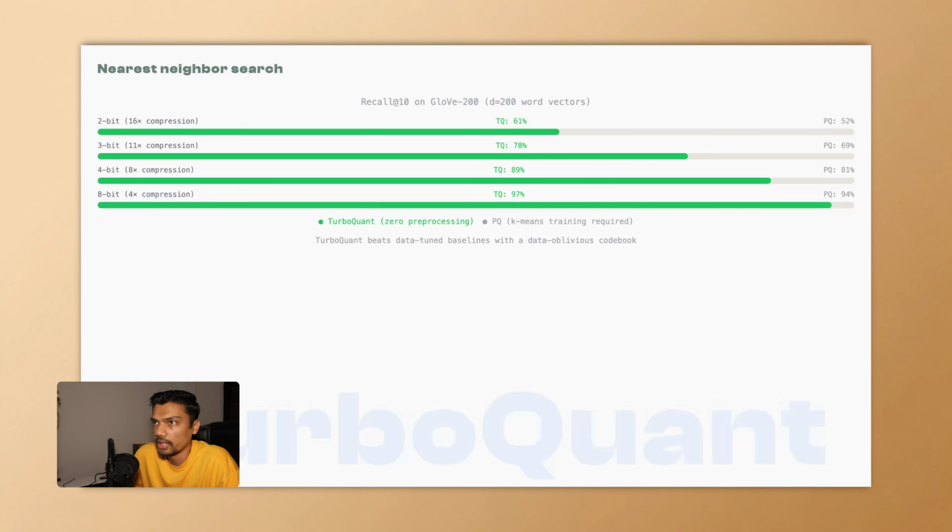But PQ has a major drawback. It requires expensive offline pre-processing to compute the codebook from the data. So TurboQuant eliminates pre-processing entirely. Since it's data oblivious, the codebook is fixed based on the distribution after rotation, not the data. So indexing time is essentially 0, and new vectors can be added to the database instantly.